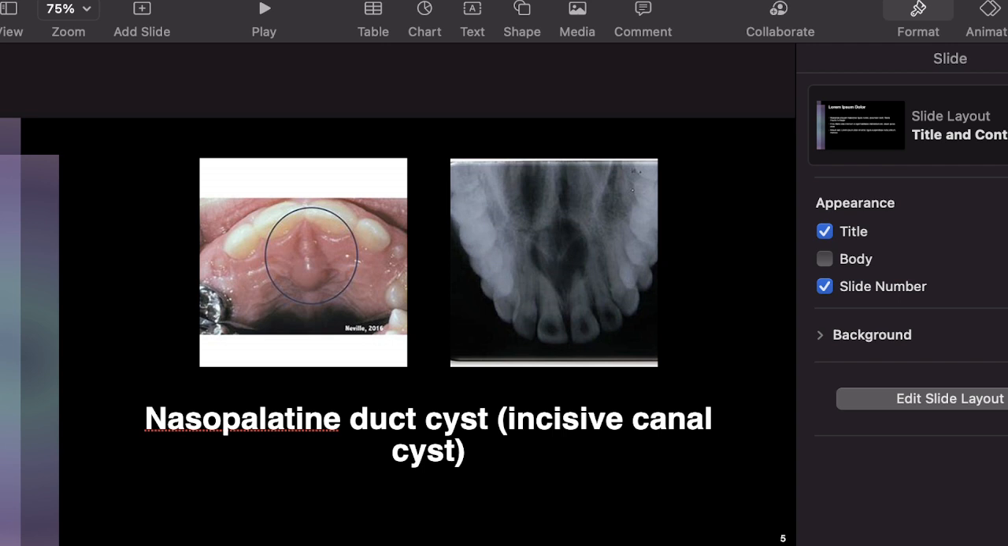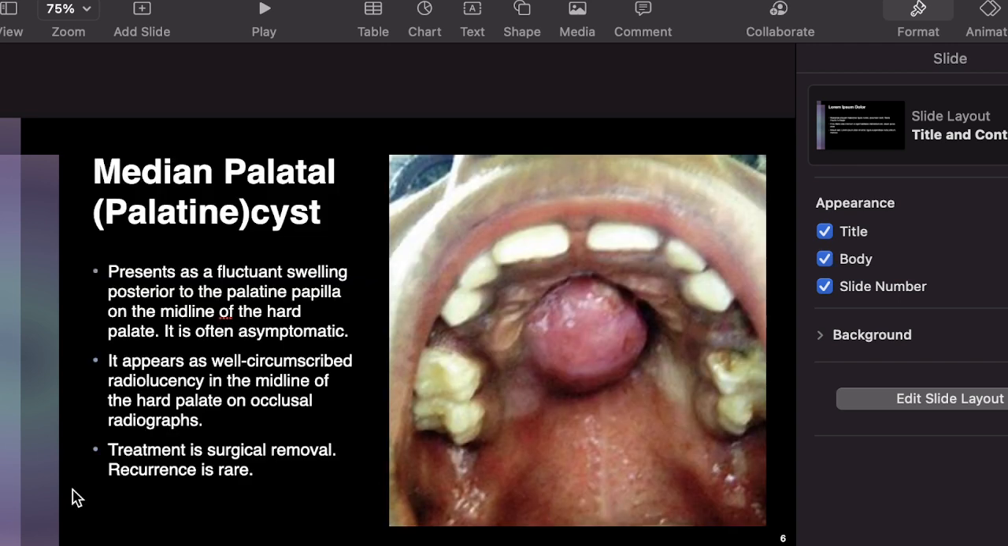The next one we will be talking about is the median palatal cyst. Many pathologists believe that median palatal cysts are a more posterior presentation of the incisive canal cyst. So let's discuss a little bit about it. It presents as a fluctuant swelling posterior to the palatine papilla on the midline of the hard palate. It is often asymptomatic. Again, it appears as a well circumscribed radiolucency. Treatment is surgical removal and recurrence is rare.